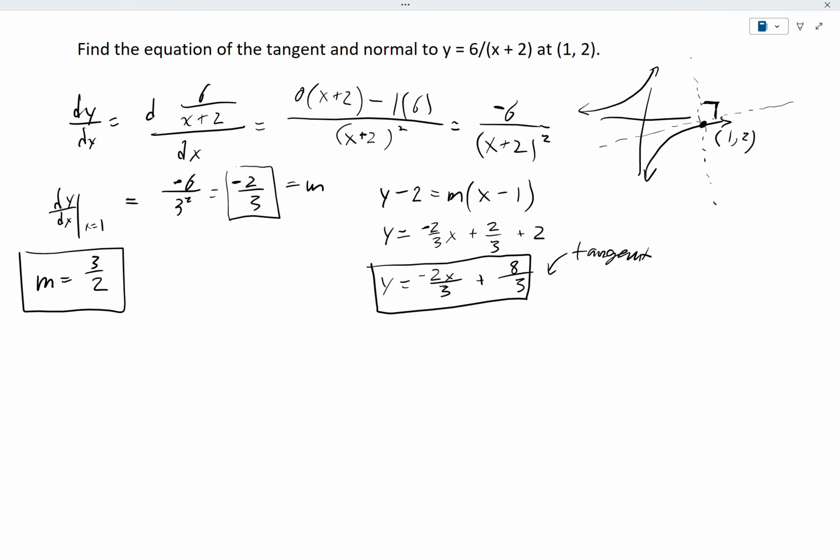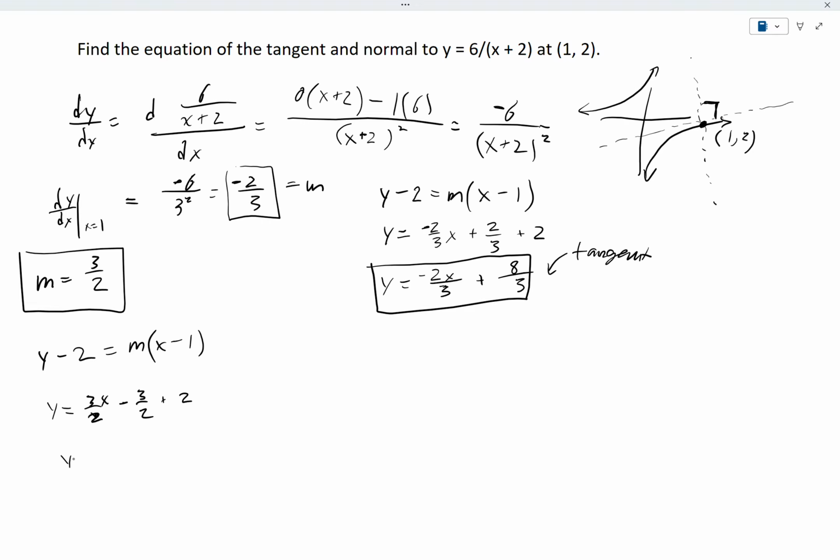So this is now the slope for the normal line that is perpendicular to your tangent line. So how can we find the equation of the normal line? Well, same thing as we did with the tangent. We know a point that it goes through, and we know the slope, so we use point-slope form. In the same way, I'll say y minus 2 is equal to m times (x minus 1), and for m, I'm putting in 3 over 2. So I get y is equal to 3 over 2 x minus 3 over 2 plus 2.